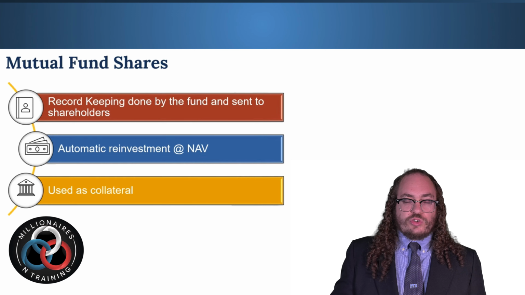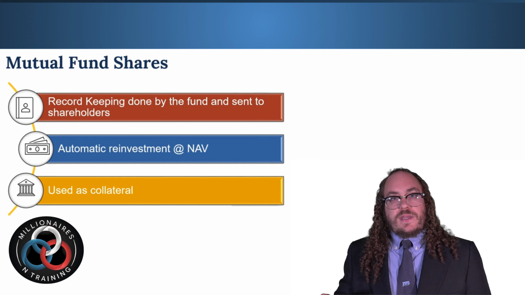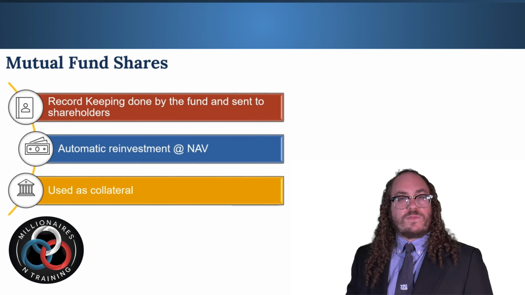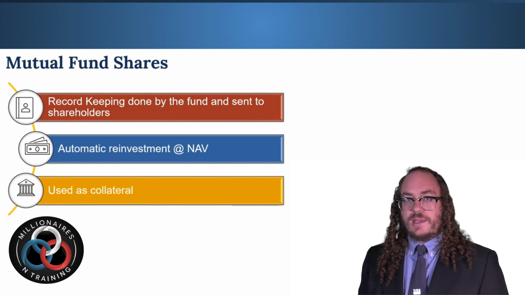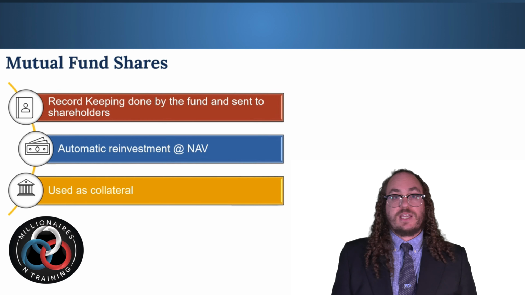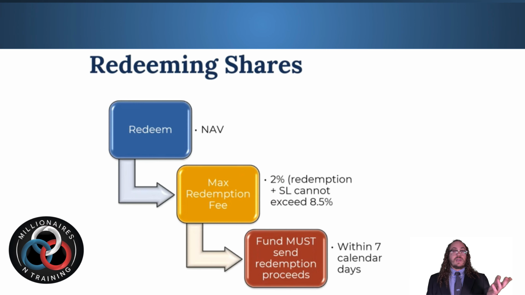For mutual fund shares, record keeping is done by the fund and sent to shareholders. Automatic reinvestment at the NAV is automatically assumed, and our mutual fund shares can be used as collateral against a loan as long as we've held it for at least 30 days. When an investor ends up redeeming out of their fund, they redeem at the net asset value, or NAV. The maximum redemption fee is 2%, and the redemption fee and sales charge cannot exceed 8.5% total, and the fund must send its redemption proceeds to investors within 7 calendar days of that redemption request, assuming that it's all in good faith and good terms.